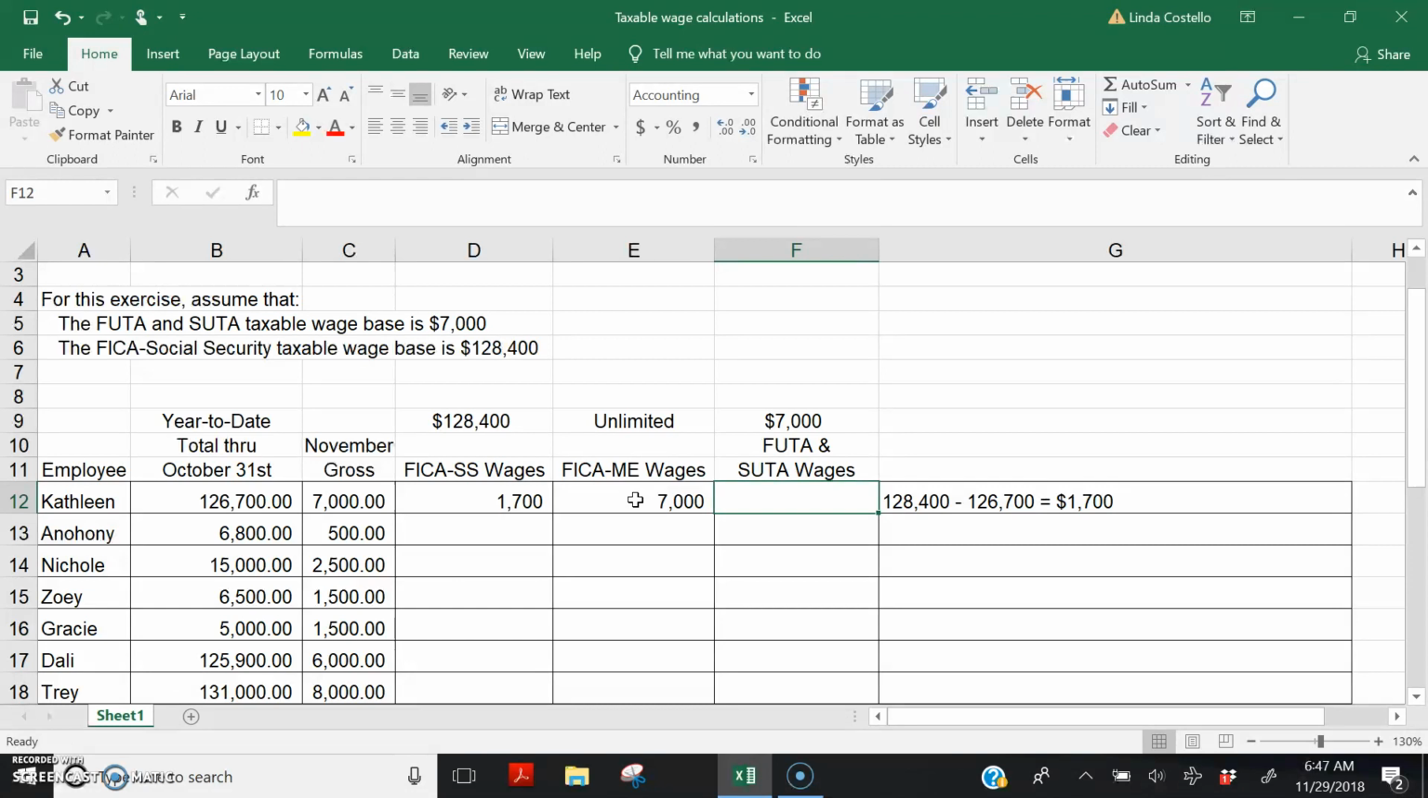The FUTA and SUTA wage base is $7,000. Kathleen's year-to-date gross before November 1st exceeds that amount. So all FUTA and SUTA tax has already been paid for Kathleen, and her November wages are exempt from those taxes. So put 0 in the FUTA and SUTA wages column.